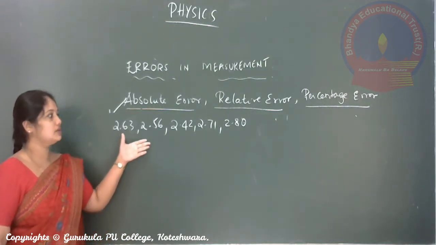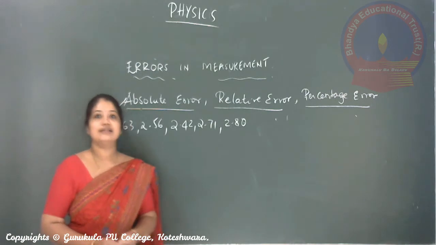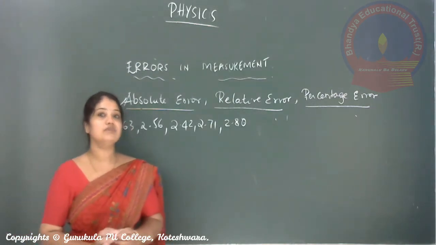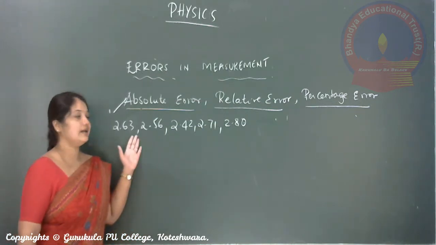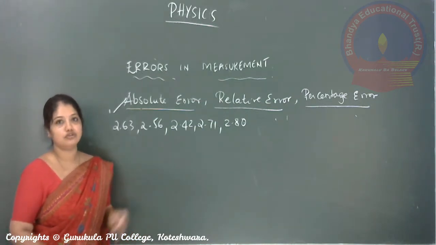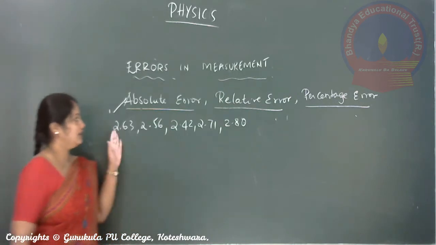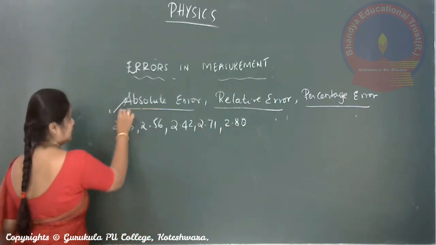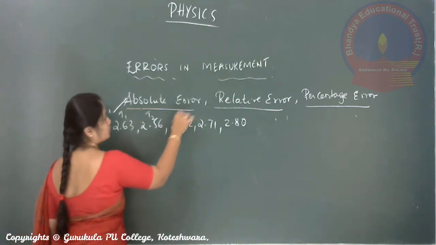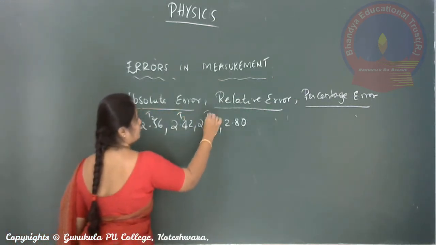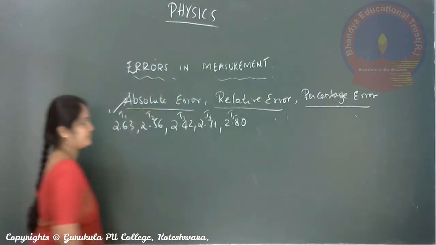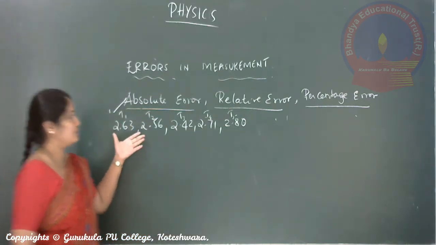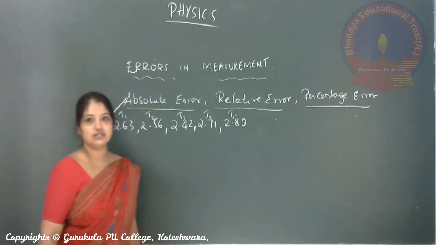These are the values which I have written over here. This is the reading that I have taken from the simple pendulum experiment, and I have got so many values of the time period over here: T1, T2, T3, T4 and T5. So this is my T1, this is my T2, T3, T4 and T5 I have.